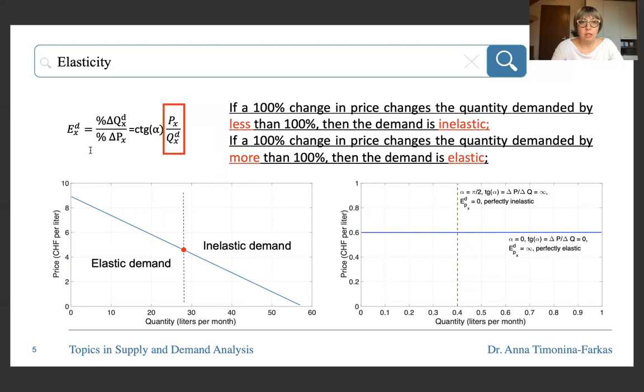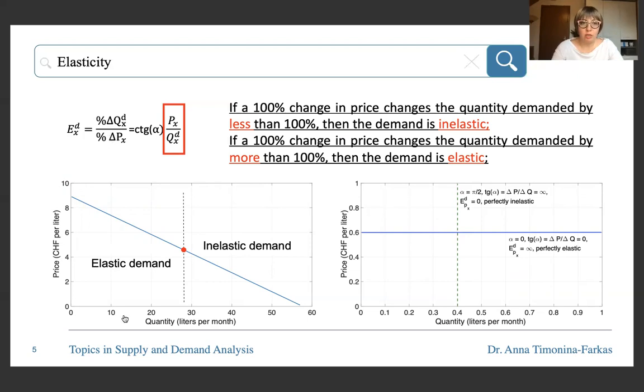First, let us understand what an elastic demand is and what an inelastic demand is. For this, consider a 1% change in the price of a good X. If the quantity purchased changes by more than 1%, so it reacts stronger, then it is an elastic demand. If a 1% change in price leads to a smaller change in quantity, it means that the demand is inelastic. It doesn't move as fast as the price moves.